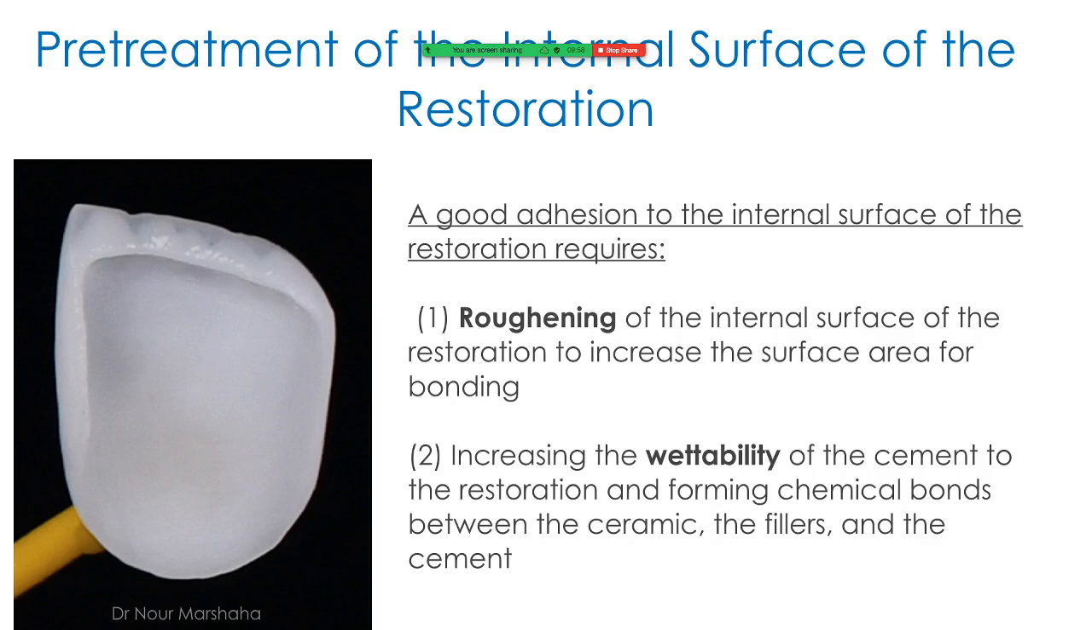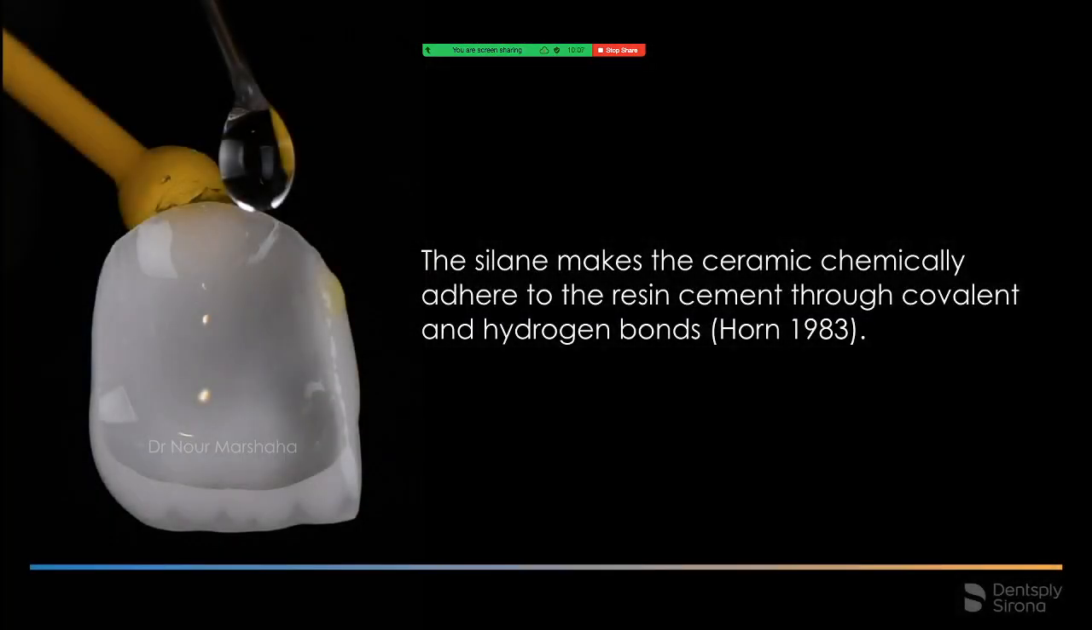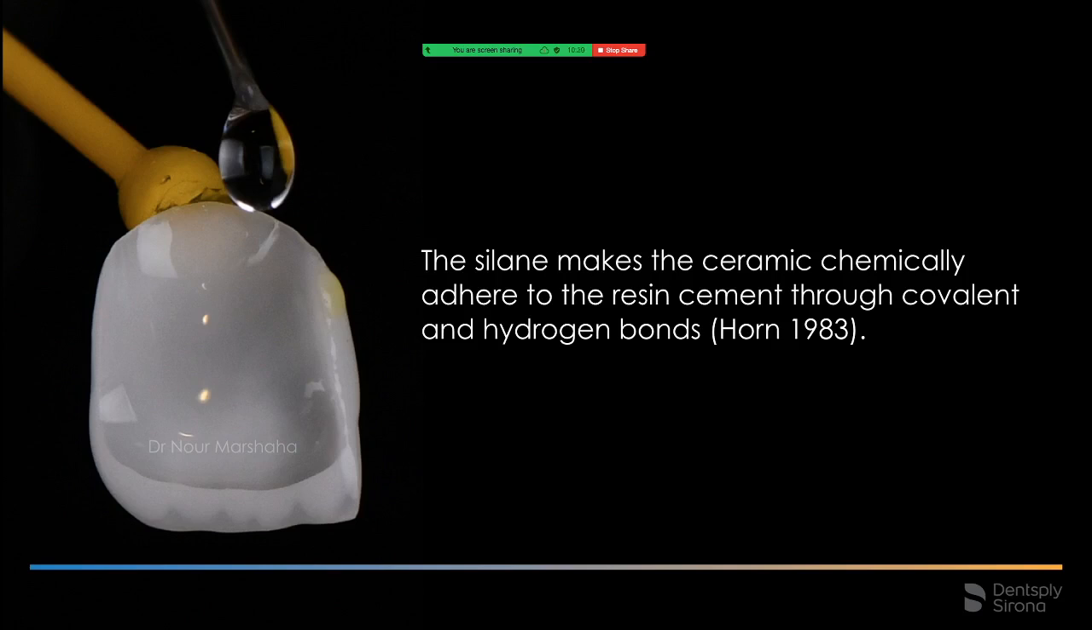Depending on the restoration materials, the first procedure is done through air abrasion, sandblasting, or etching with hydrofluoric acid for ceramic and composite restoration, or application of an alloy primer for restorations with metal substrates. The second procedure is achieved by applying silane. Okay, the silane makes the ceramic chemically adhere to the resin cement through covalent and hydrogen bonds.